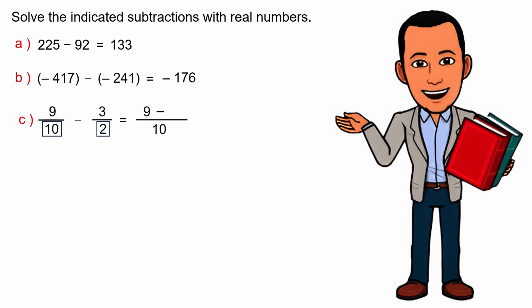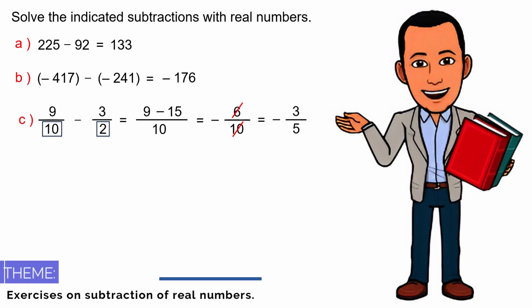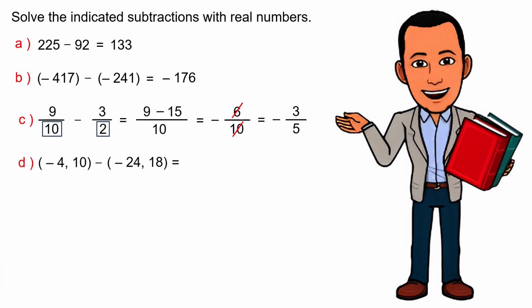We divide the least common multiple for the 2, that leaves us with 0.5. And this value is multiplied for its numerator, where the result is 15. Solving the operation, we are left with negative 6 divided by 10. Now, this fraction can be simplified, where half of 6 is 3 and half of 10 is 5. Then the final result would be negative 3 divided by 5. Literal D, negative 4.10 minus negative 24.18.